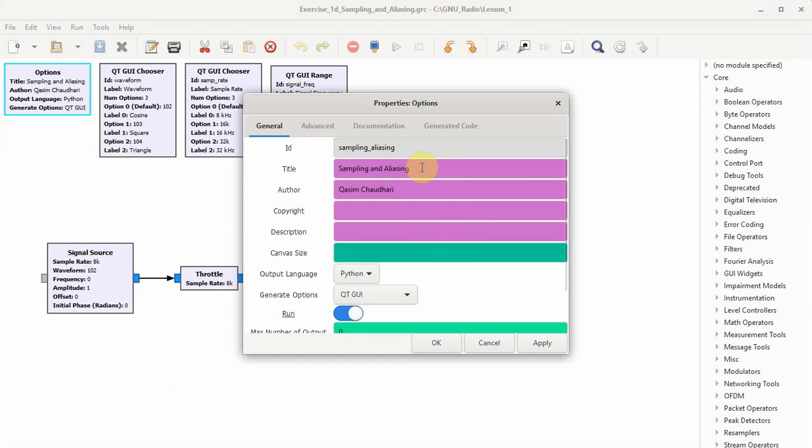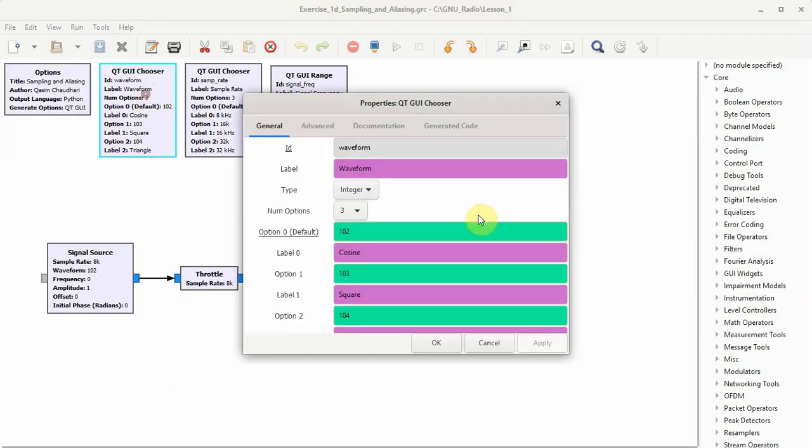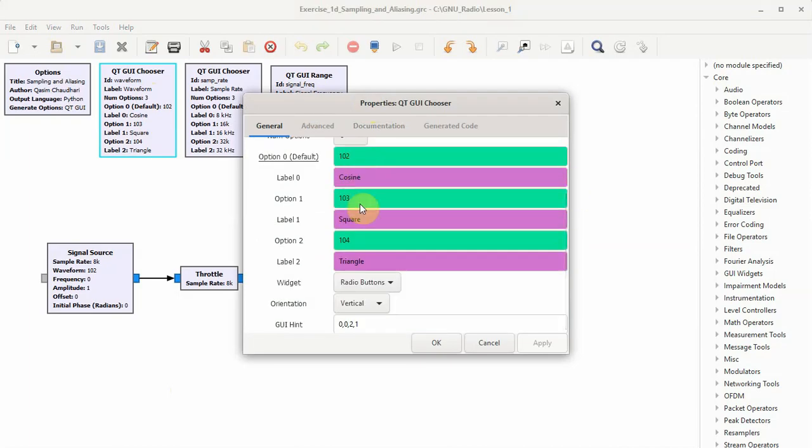The ID and title: sampling and aliasing, because it will discuss sampling rate and effects of aliasing. The output option is Qt GUI. Now, the waveform chooser is a different block which we are using for the first time. We have three options; the maximum we can have is 5. Option 102 means a cosine waveform, 103 is a square waveform, and 104 is a triangle. I've chosen radio buttons in a vertical setting.